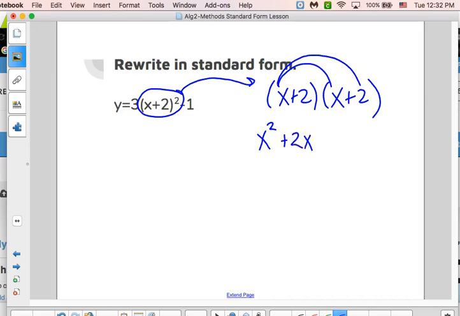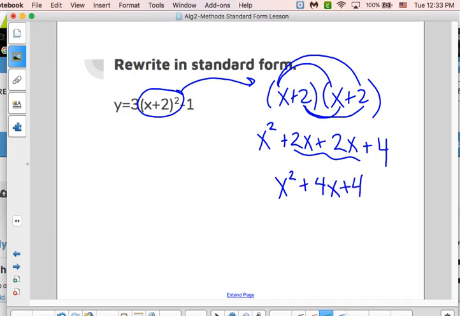Is there anything left for this x to multiply with? No. So now you do the inner ones. What's 2 times x? And then what are the last ones that multiply together? 2 times 2 is 4. So that's foiling. Do we have any like terms that can be combined? What's 2x plus 2x?